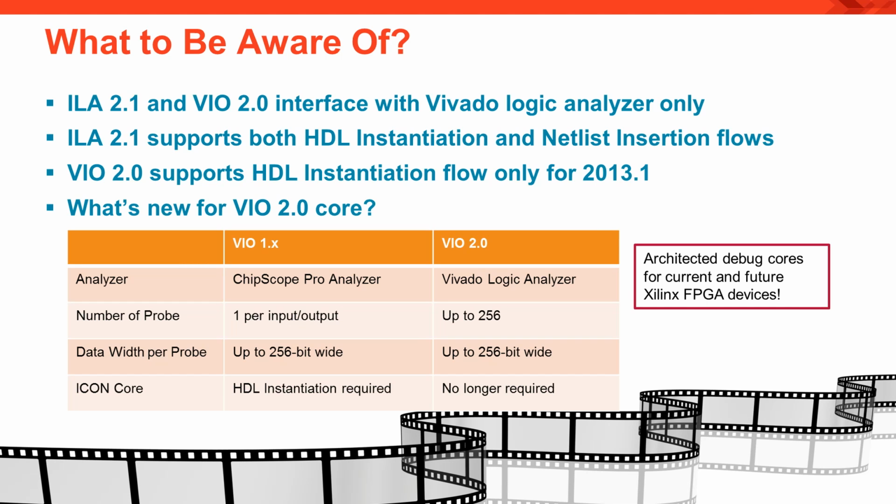As you may already know, the ILA 2.1 core supports both HDL instantiation and netlist insertion flows, whereas VIO 2.0 will only support the HDL instantiation for Vivado 2013.1. Similar to the ILA 2.1 core, as you can see from the table here, we have significantly expanded the debug capability for VIO 2.0 compared to the old version.